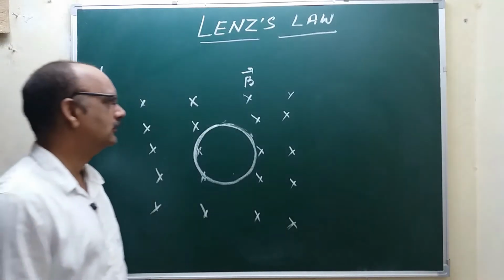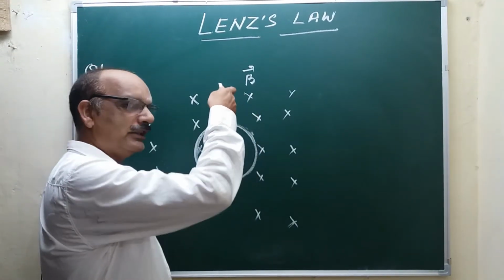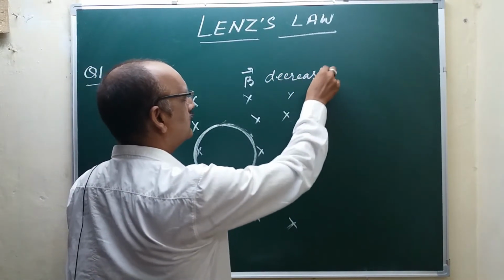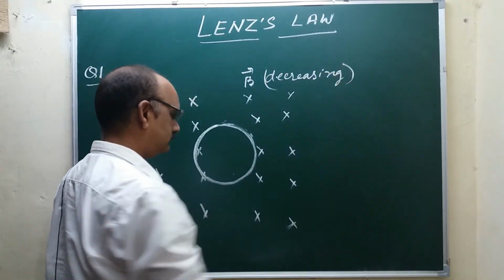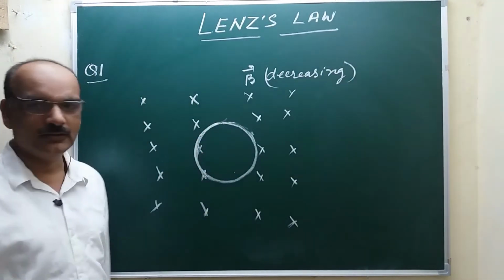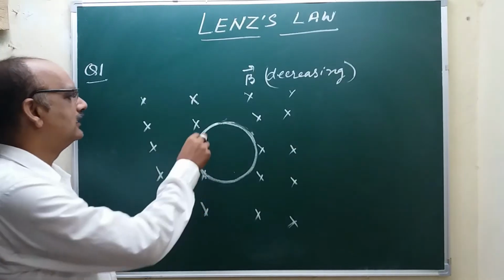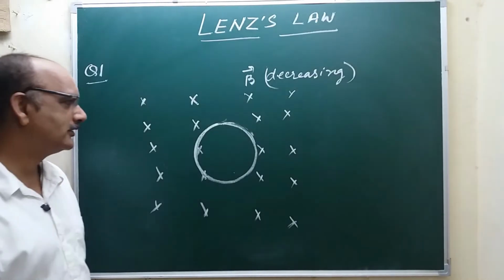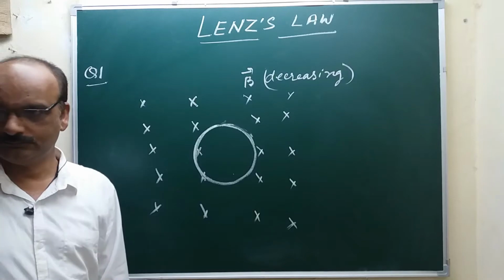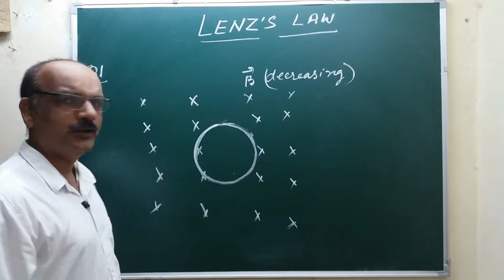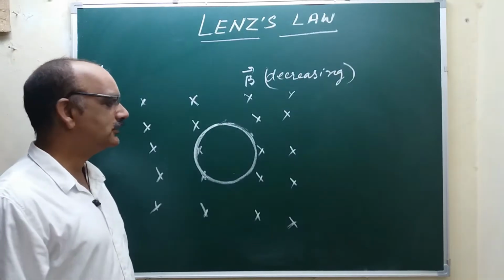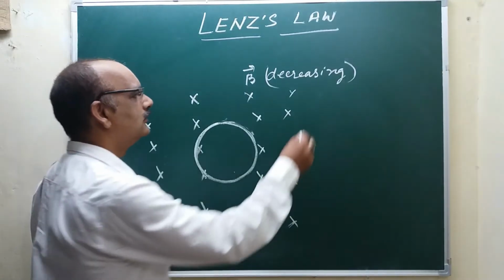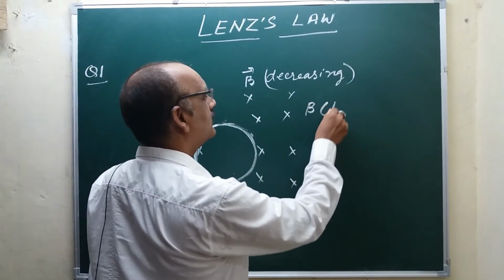In this question, the magnetic field is in inward direction and decreasing. And a conducting coil is placed in this decreasing magnetic field. We have to find out the direction of induced current. First of all, we are going to discuss why induced current will be set up in this coil. What is happening here? B is decreasing.